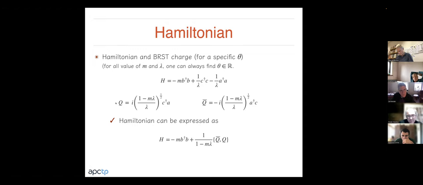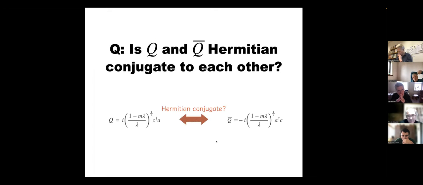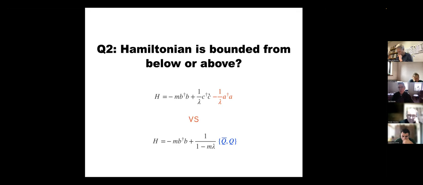And then we record this BRS charge. And then it turned out that this Hamiltonian can also be expressed in this way. So there are two questions. The first question is whether Q and Q bar are Hermitian conjugates of each other. You already know the answer because I already gave the same question. And the related question is whether the Hamiltonian is bounded below or not.